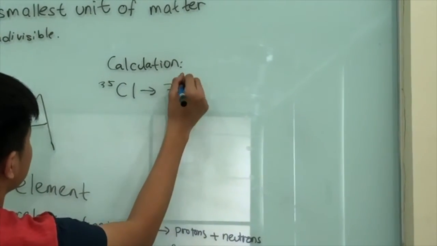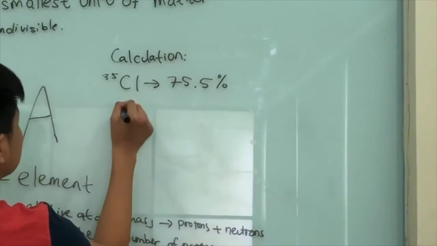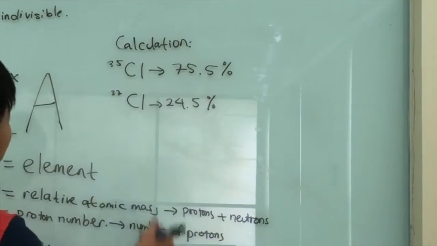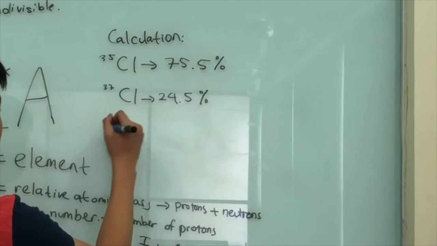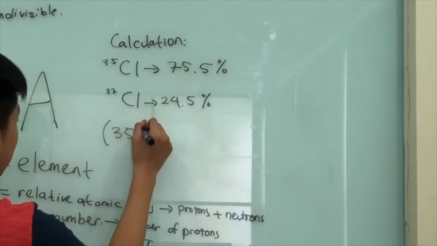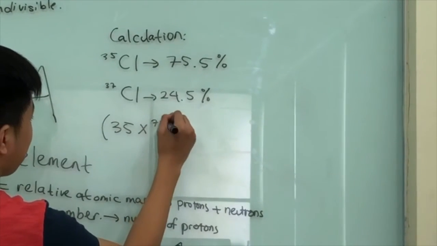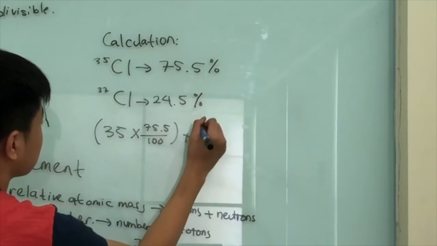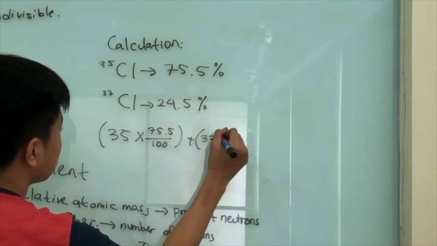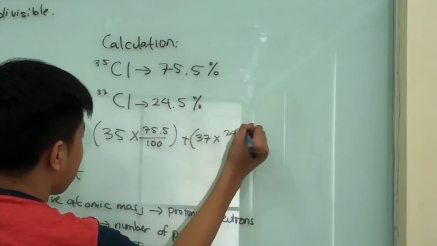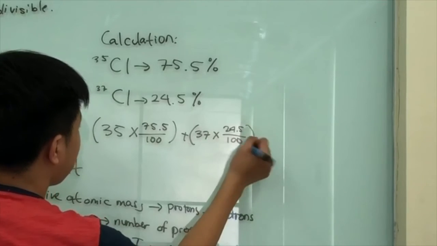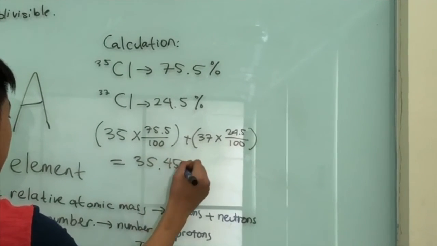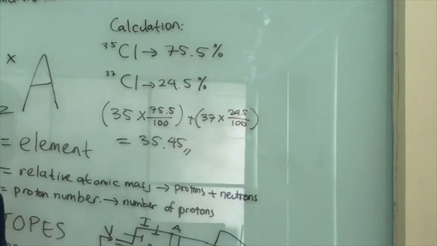So, using my previous example, there will be chlorine 35 and chlorine 37 with these abundances. And how do we calculate them? Well, first, it's as simple as 1, 2, 3. You just multiply the atomic mass by the percentage abundance of the isotope and then add it with the other isotope's atomic mass multiplied by its percentage. From there, you will get 35.45, which is the relative atomic mass of chlorine.